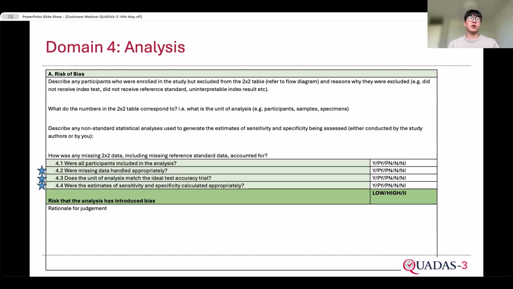New questions are, were missing data handled appropriately? Does the unit of analysis match the ideal test accuracy trial? Unit of analysis meaning, were they participants, or were they composed of samples or specimens or organs? And the last one is, were the estimates of sensitivity and specificity calculated appropriately? I'll be touching on 4.2 and 4.4.